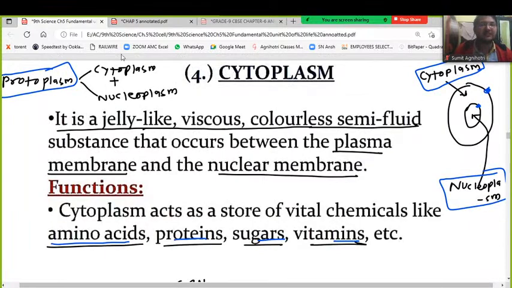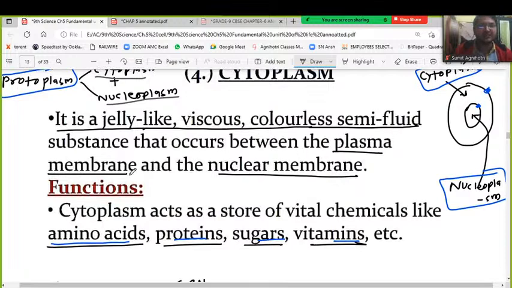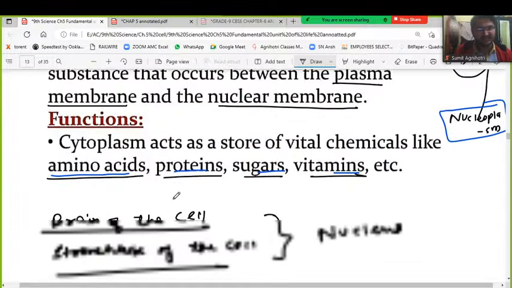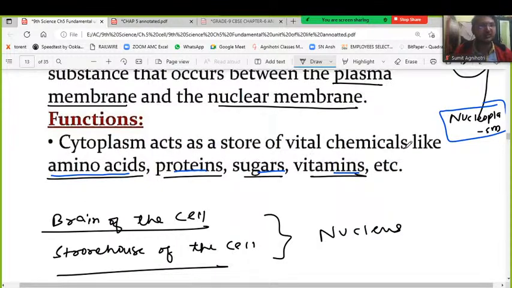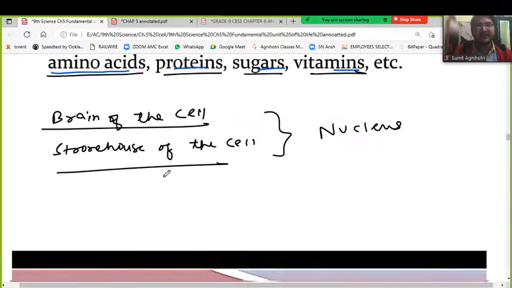Then we have cytoplasm. I have already told you that protoplasm is composed of the cytoplasm and nucleoplasm. This is a jelly-like, viscous, colorless semi-fluid, and it is present between the plasma membrane and the nuclear membrane. Then cytoplasm acts as a store of vital chemicals. What are these chemicals? They are amino acids, proteins, sugars, and vitamins.